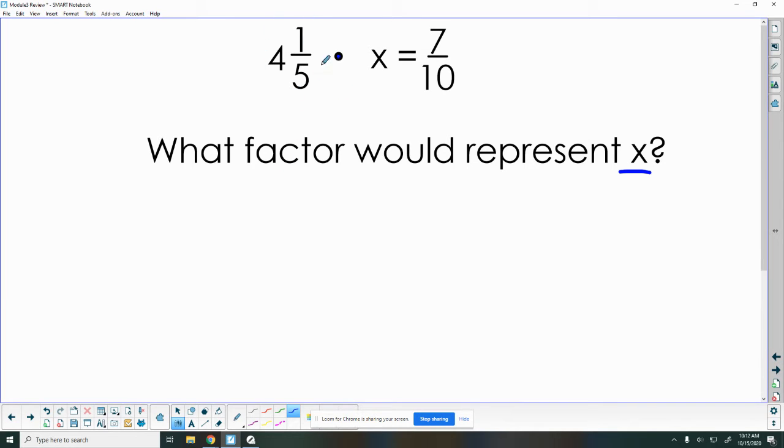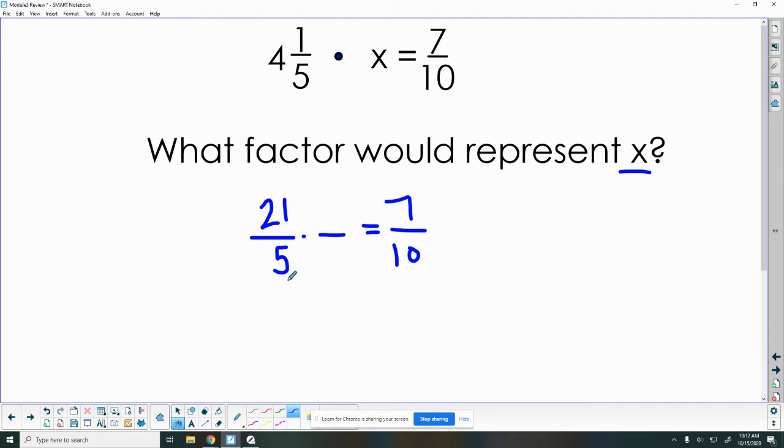So I know I need to make 4 1/5 an improper fraction. So 4 times 5 is 20 plus 1 is 21 fifths. And I need to times it by something to make 7/10. I'm actually going to erase this here and put a fraction line here. I know I've got to get something. So we're just going to multiply straight across.